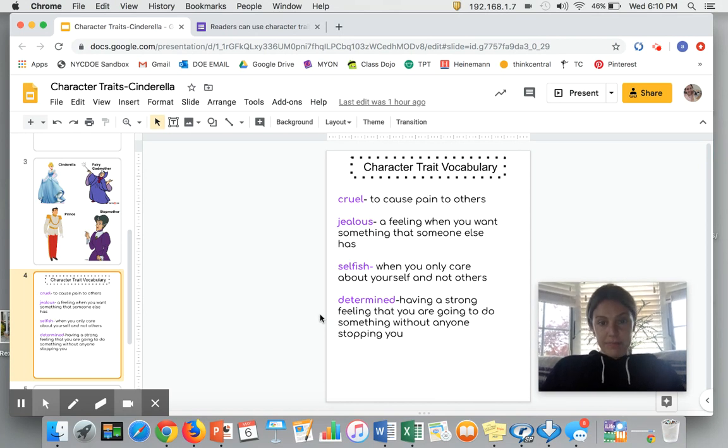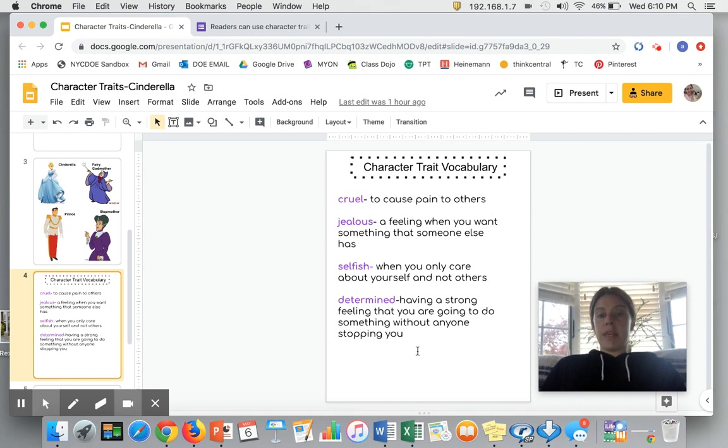not a positive trait. Jealous. What does jealous mean? Jealous, a feeling when you want something that someone else has. Can you think of any characters in Cinderella that were jealous? Think about it. What about selfish? Selfish, when you only care about yourself and not others. Can you think of any characters in Cinderella that were like that?